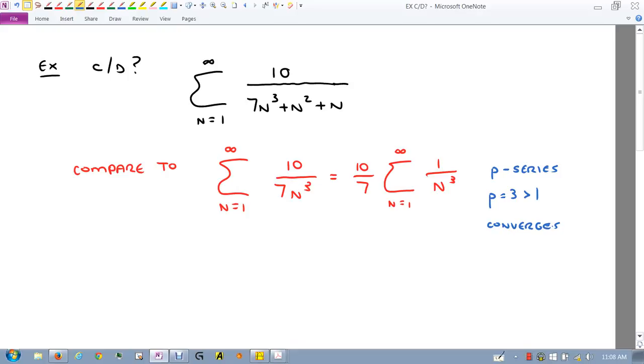So I'm going to compare my series to a convergent P series. So I want to show what inequality? Yep, A sub n is less than or equal to B sub n. Also, my A sub n was positive, yes. My B sub n was positive, yes.